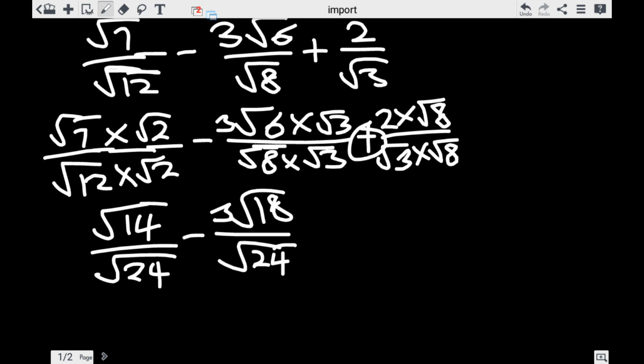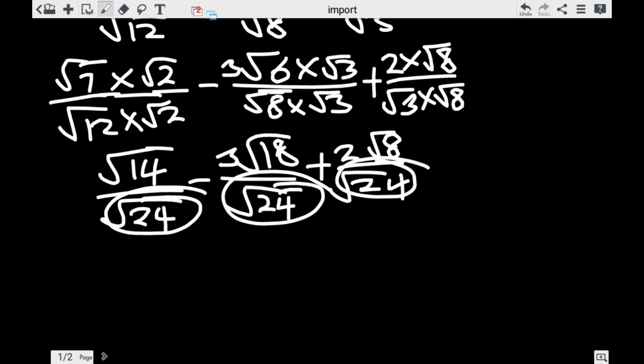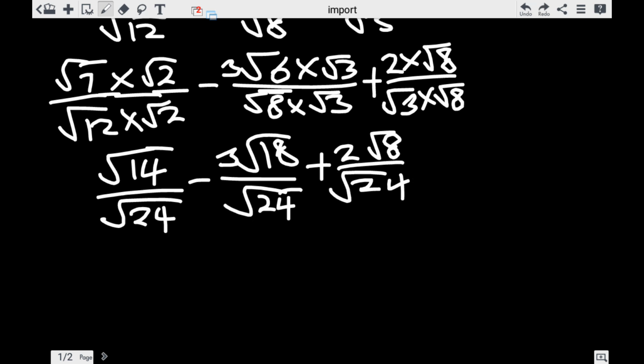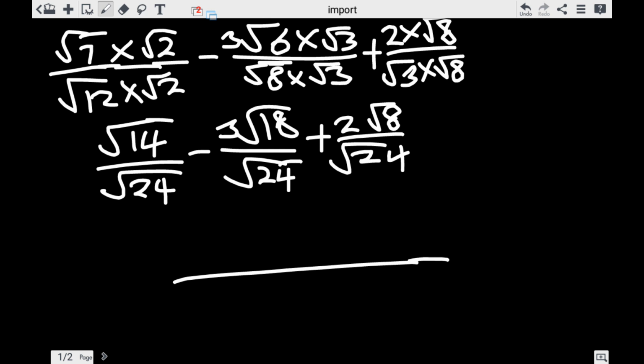So plus, so you need to follow this technique. 2 times root 8, it's 2 root 8 over root 3 times root 8, which is the same as root 24. This time the denominators are the same. Root 24, root 24, root 24 are the 3 denominators. So you want to choose one. Root 24. Then write those terms that are at the top. Then write it together. And don't forget the signs.